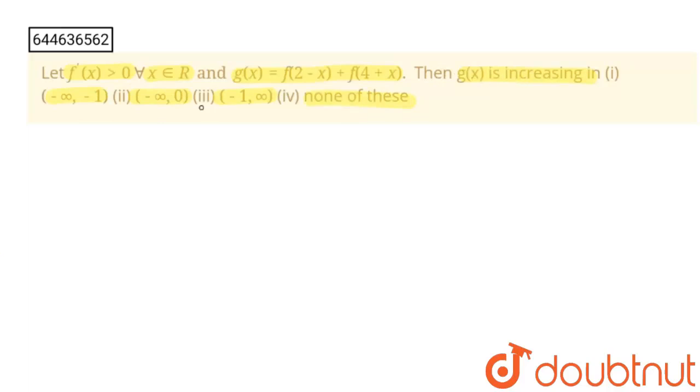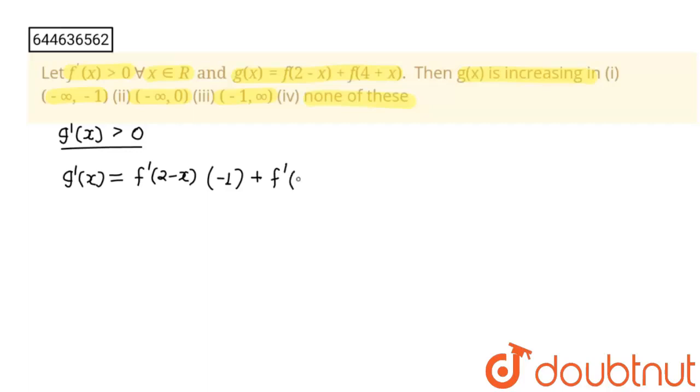So, g(x) is increasing, which means that g dash x should be greater than 0. Now, see, I am going to differentiate this function. g dash x will be equal to differentiation of this. This is f dash 2 minus x into differentiation of 2 minus x, which is minus 1, plus differentiation of f of 4 plus x, which is f dash 4 plus x, and this will become f dash 4 plus x minus f dash 2 minus x. Okay, students.